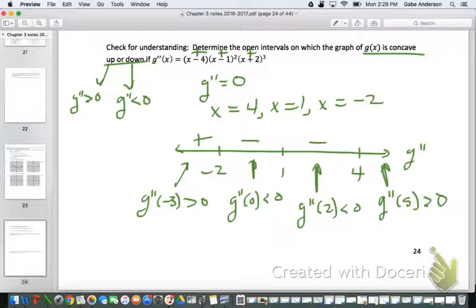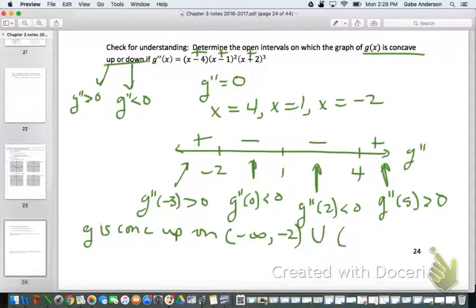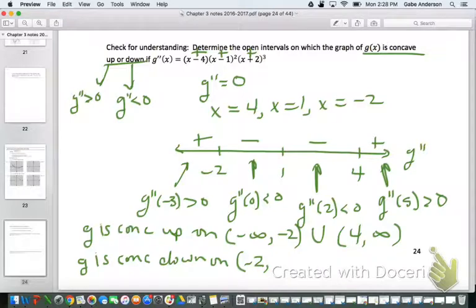So we can then say that g is concave up on a couple of intervals, negative infinity to negative 2, and let's use the little union symbol there, 4 to infinity. G is concave down on, well, really, negative 2 to 4. You can list that as just one interval.